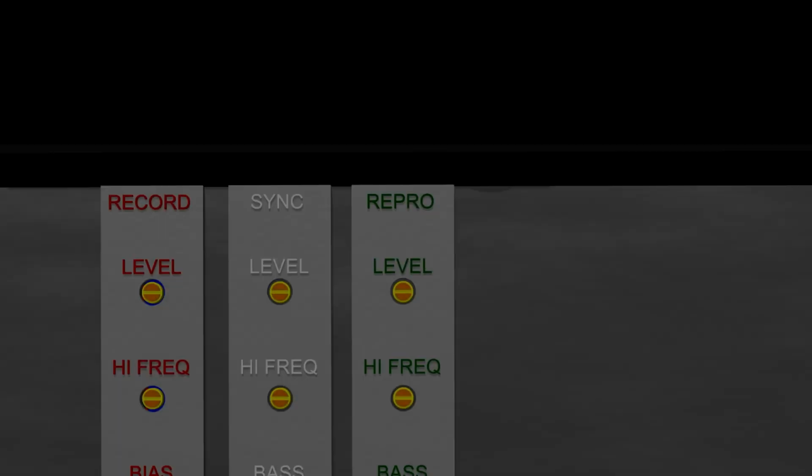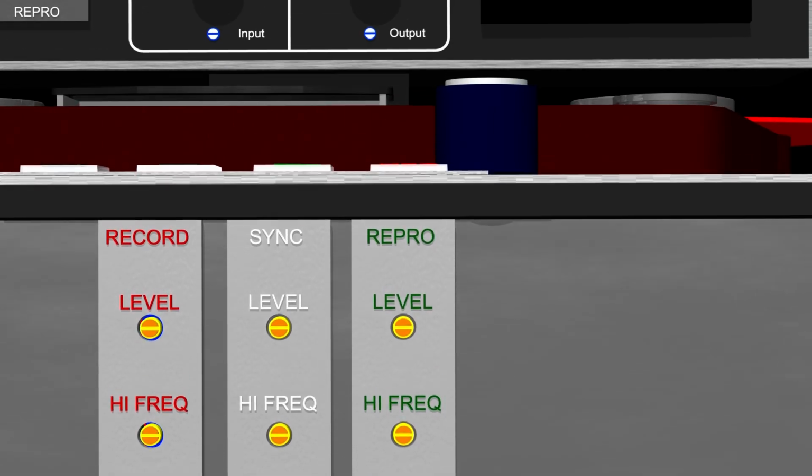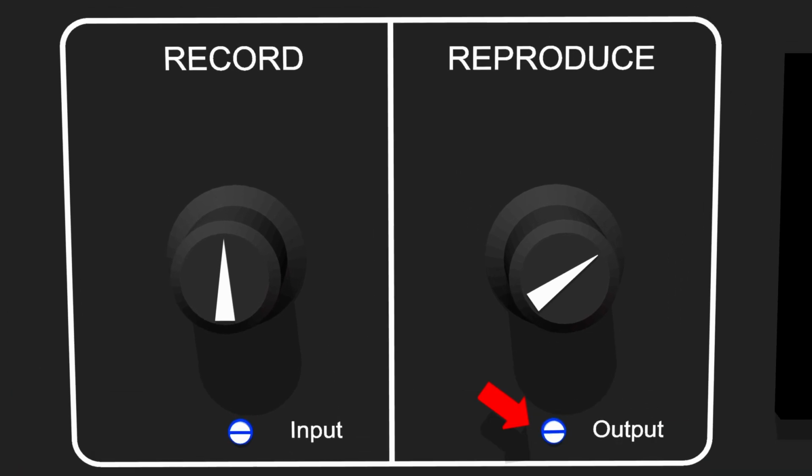The signal travels from the playhead to the reproduce electronics. There, the level is boosted and can be adjusted. As well, there's high frequency and low frequency equalization to make the machine as accurate as possible. After the reproduce electronics, the signal passes through the output level control, which matches the machine's output level to your recording console.